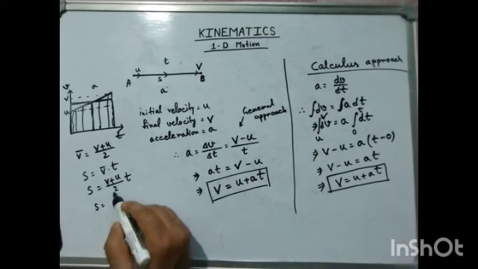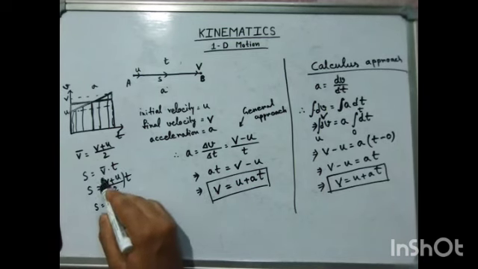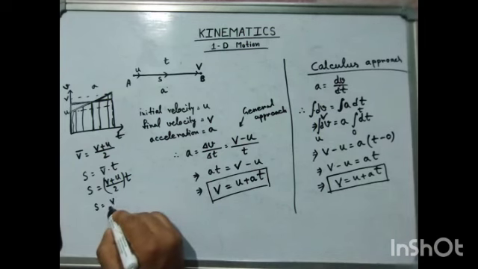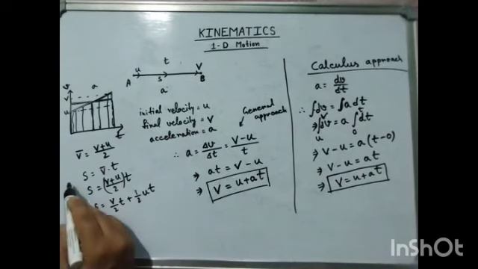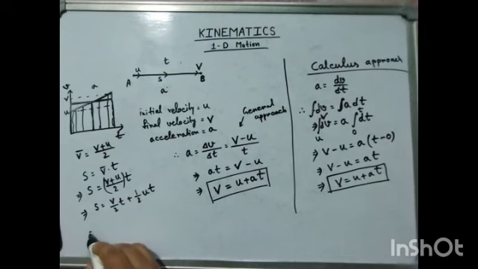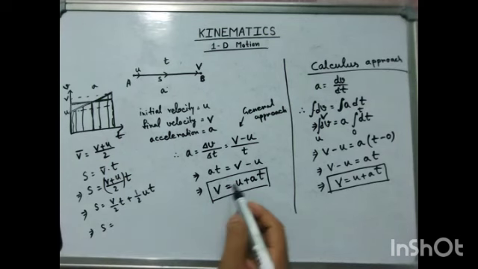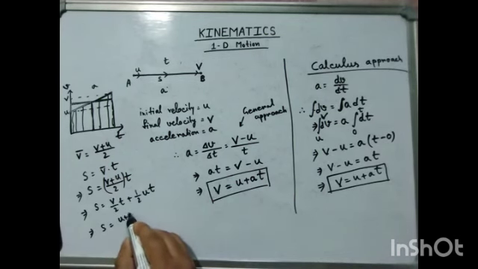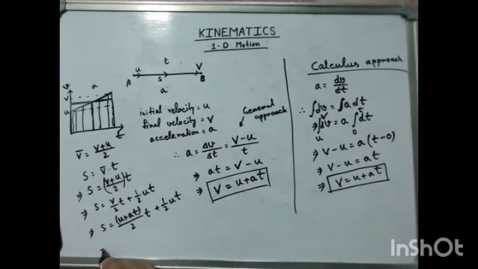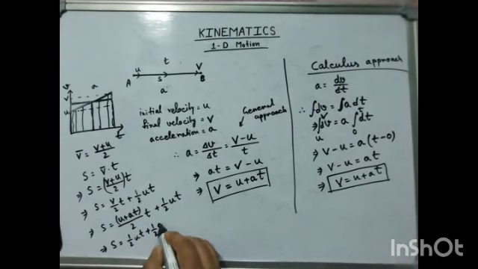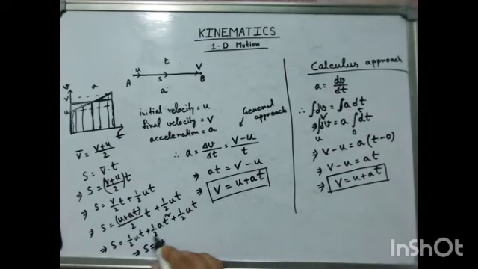So S is v by 2 t plus half ut. And we know v means u plus at, so here we will put u plus at in place of v, by 2 into t plus half ut, so it will be half ut plus half at square plus half ut, that is half ut plus half ut equals ut, plus half at square.